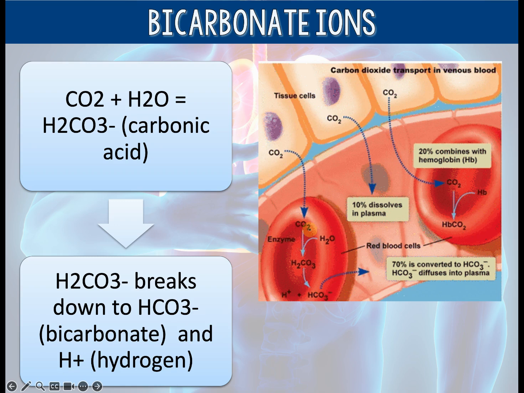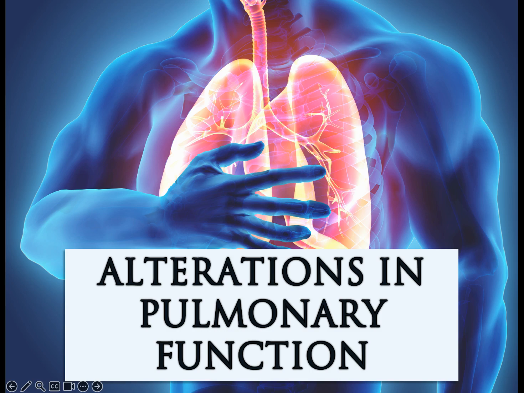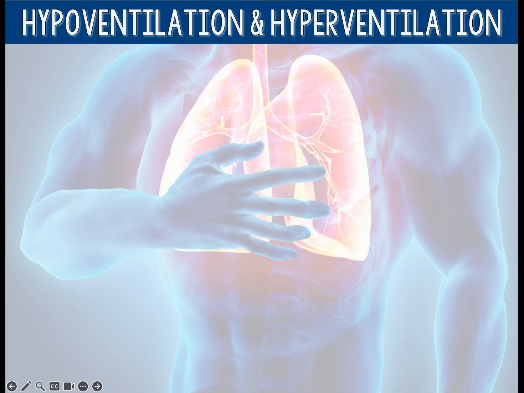And remember when we were talking about the oxyhemoglobin curve, that when you are alkalotic, you shift to the left? Well, that means that you have too much bicarbonate in your system. So as you can see here, this is kind of how these processes work. In the lungs, the reaction reverses direction and CO2 is formed and then it diffuses into the alveoli and you breathe it out. So let's take a look at the alterations in pulmonary function.